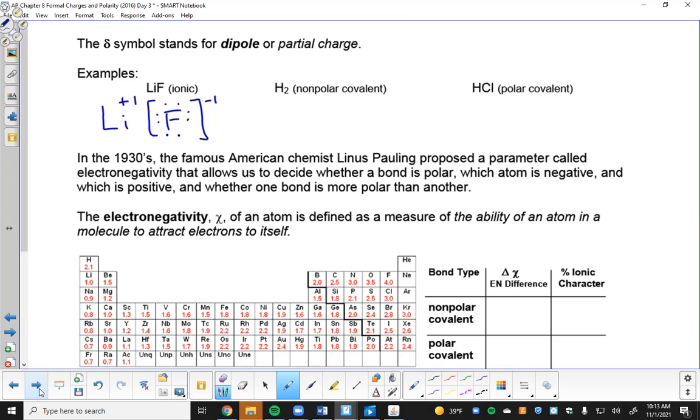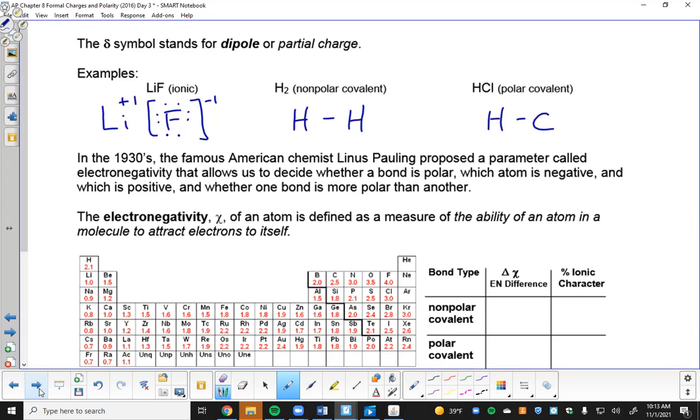If you look at a nonpolar molecule, like hydrogen bonded to hydrogen, because they have equal electronegativities on both atoms, they're pulling on that shared pair of electrons equally. And no dipoles exist in this case. It's a nonpolar molecule or a non-dipole molecule.